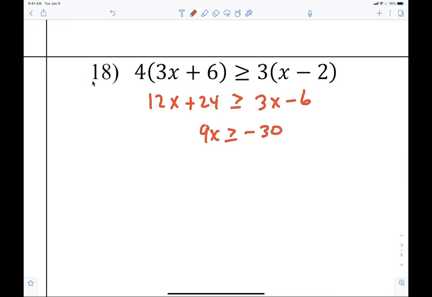Now you're trying to do the fraction in your head. X is greater than or equal to negative 10 thirds. Right? 30 divided by 9. Anybody have any issues with that?